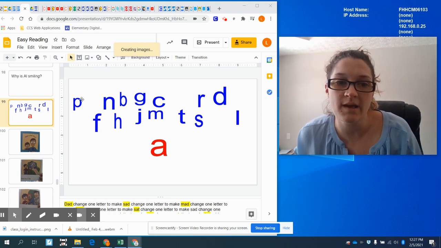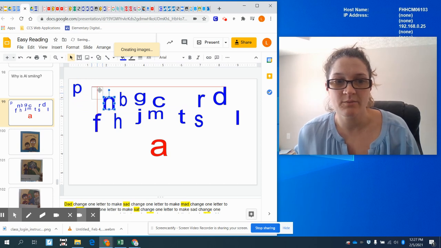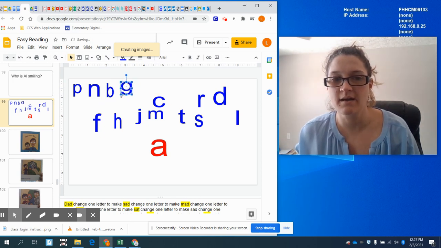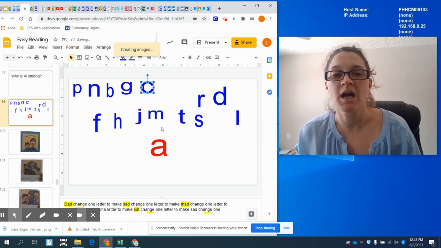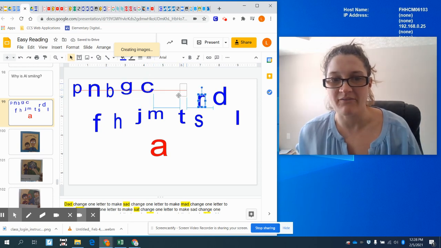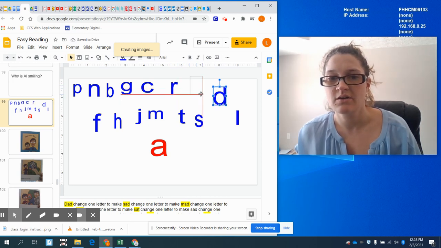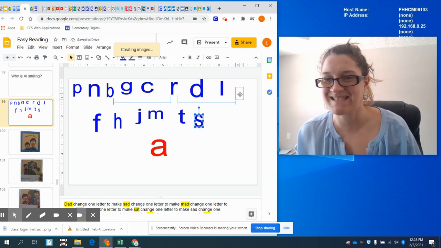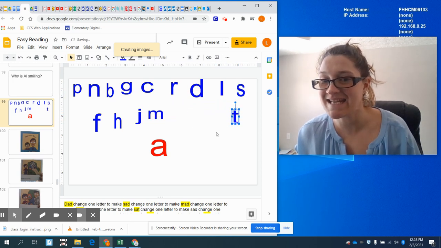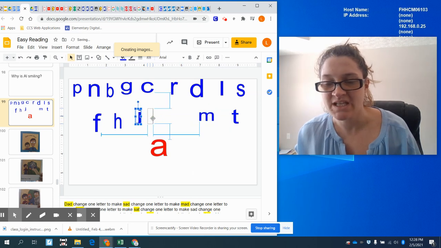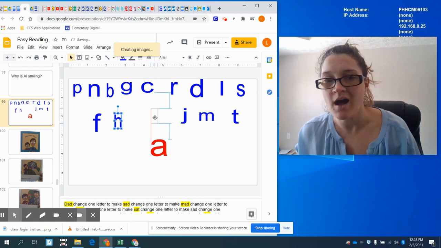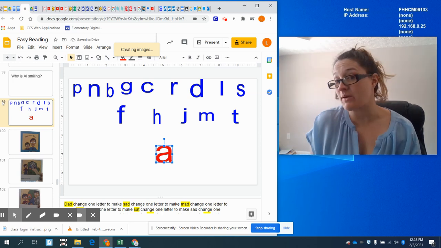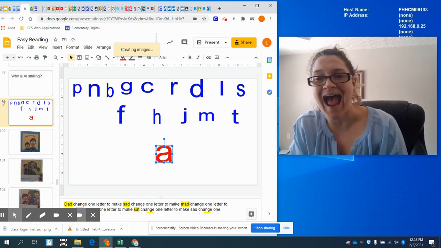So just to recap, we have p, n, b, g, k, c, r, d, o, l, s, t, m, j, H, F, and we are still working with our vowel A, and we are working with the short vowel, so it's going to say ah.